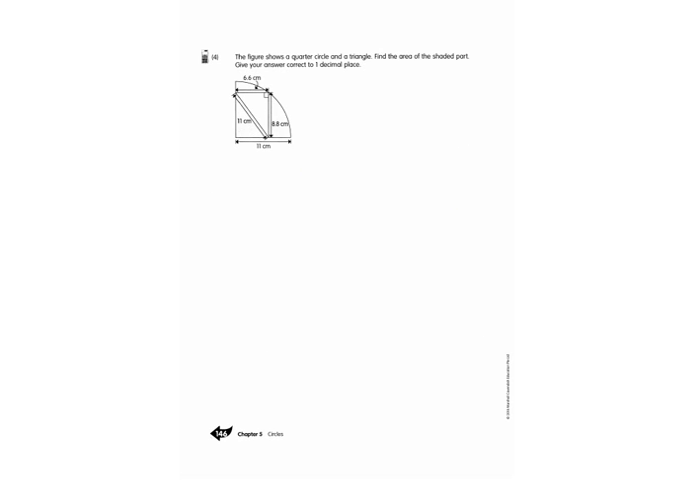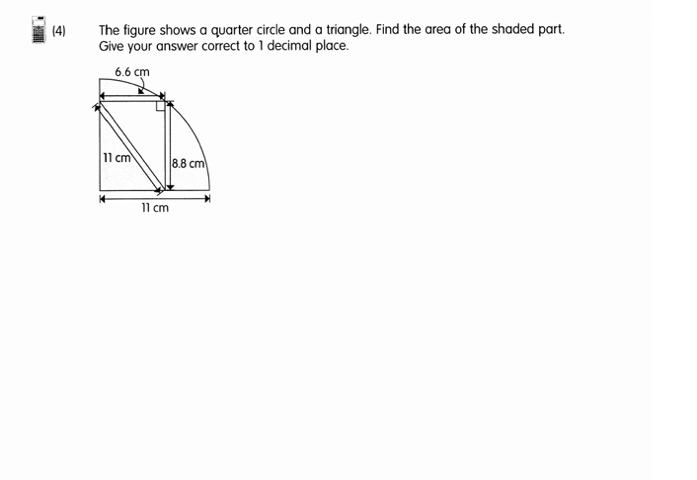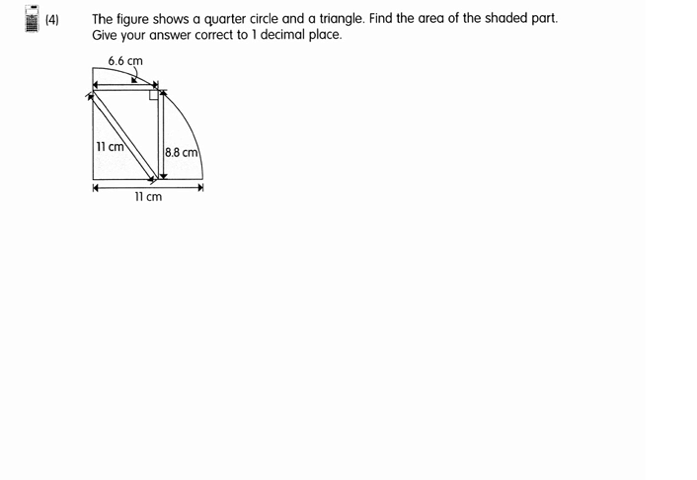Question 4. The figure shows a quarter circle and a triangle. In case you never see where's the quarter circle, the quarter circle is this. Do not think that this is a quarter circle. This is not a quarter circle. This is also not a quarter circle.